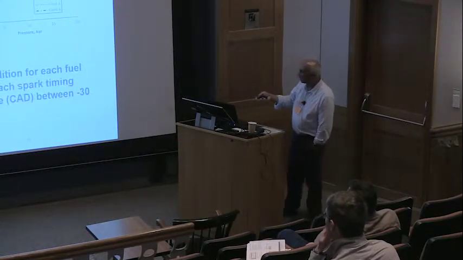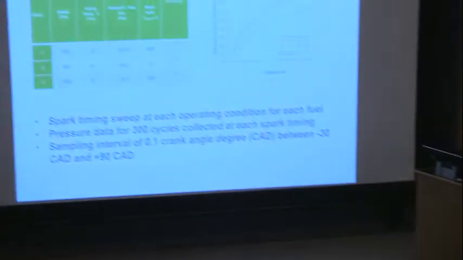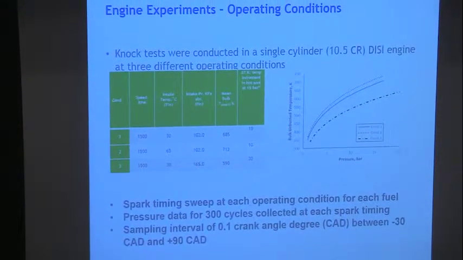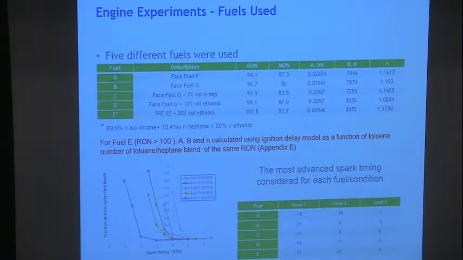And so you do a spark timing sweep at each operating condition, and you collect pressure data for 300 cycles and so on. The sampling interval is 0.1 crank angle degrees. And the fuels we tested were these different fuels with different compositions. One contained ethanol, two of them contained 20% ethanol, others were basically gasolines, right, with different RONs and MONs.